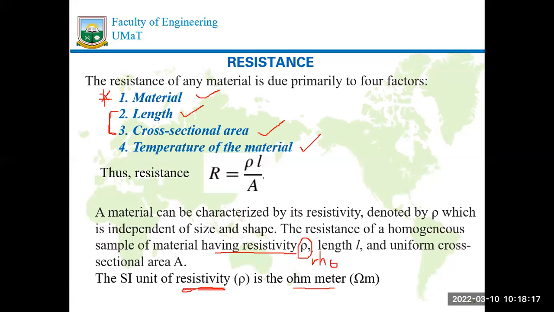As a statement here, it says that a material can be characterized by its resistivity, noted by rho, which is independent of the size and the shape. Just as I said, the length and the area take care of the dimensions, which is the size and the shape of the material.